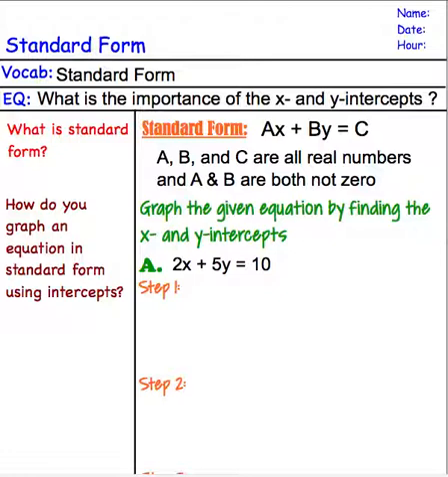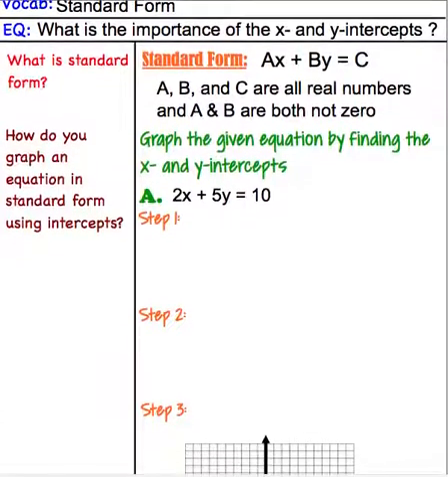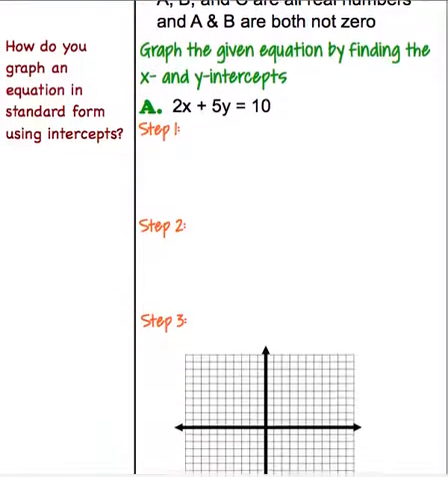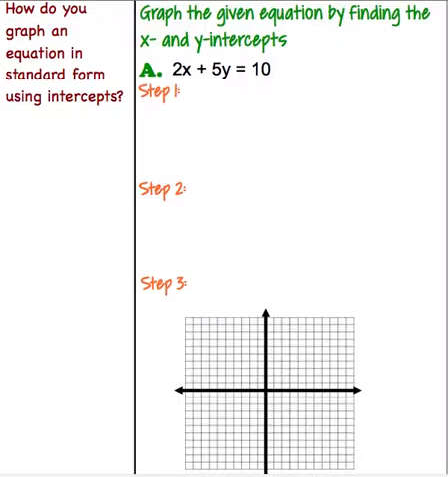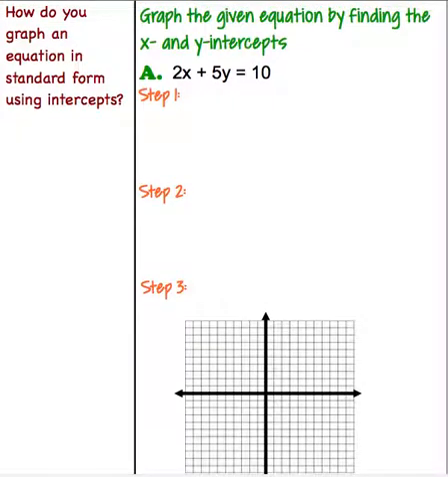So the first thing we're going to do today is graph these different equations by finding the x and y intercepts. Now this doesn't sound all that different from what we did just last week. So we're going to go ahead and take a look at this now. Our first problem is 2x plus 5y equal to 10.